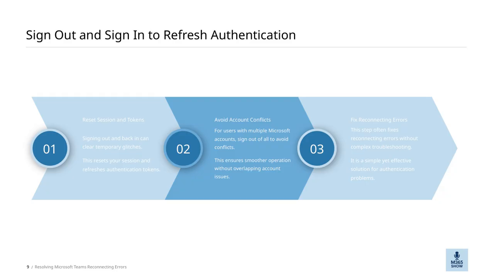By doing this, you ensure a smoother experience and avoid overlapping account issues that might cause reconnecting errors. Overall, this step is straightforward yet powerful. It's a quick fix that can often resolve your reconnecting problems simply by resetting your session and tokens. So, whenever you encounter these errors, remember that signing out and in again is often the easiest and most effective first step.